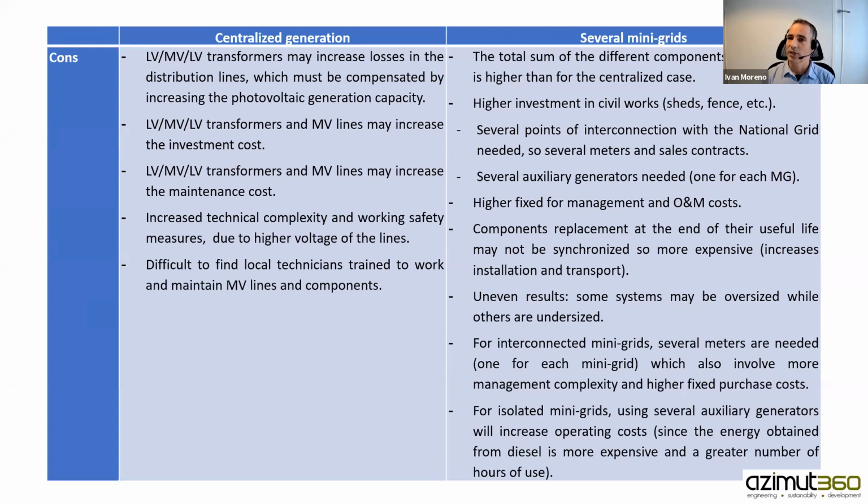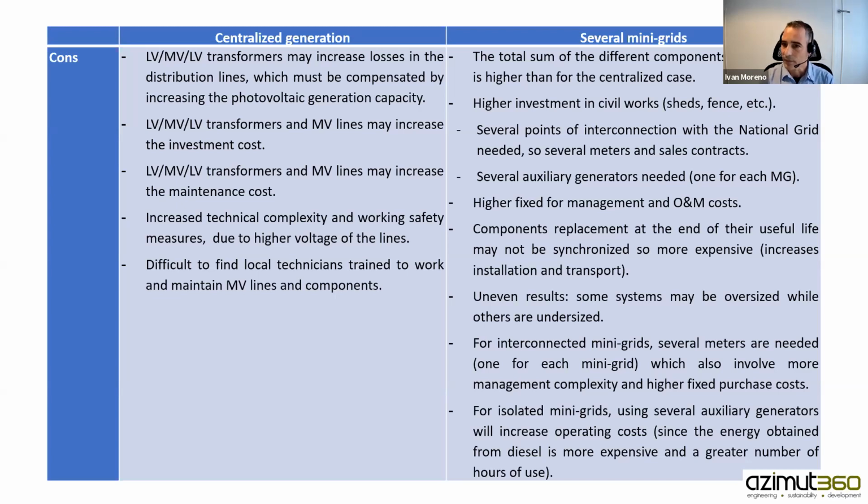Also, several points of interconnection with the national grid are needed. So several meters and sales contracts, as we have talked before. It's easier to manage only one contract and only one meter in medium voltage measurement than having many contracts in different situations, no?